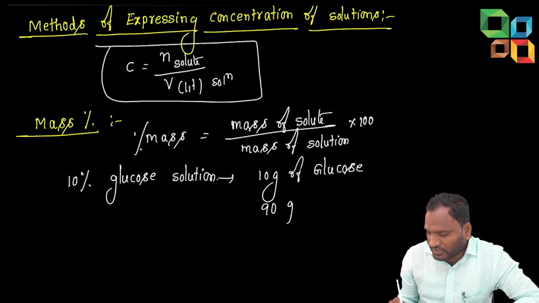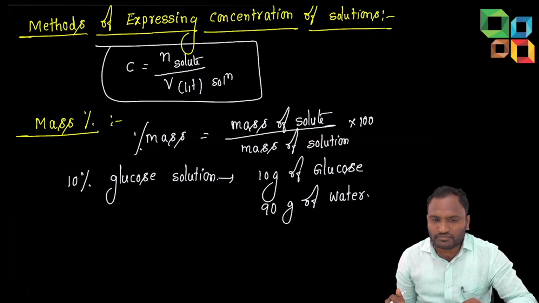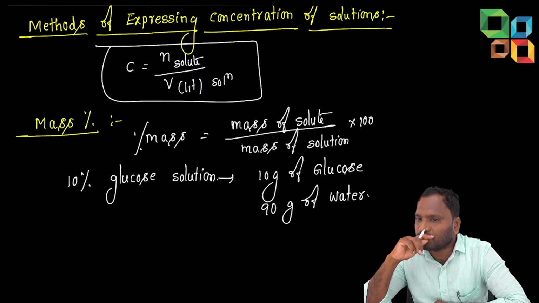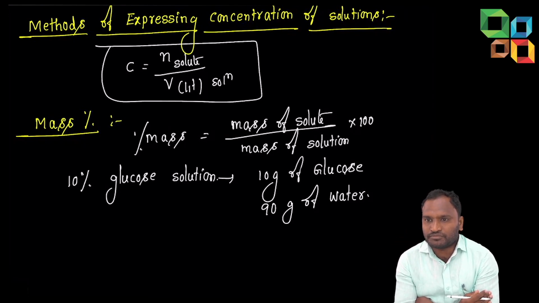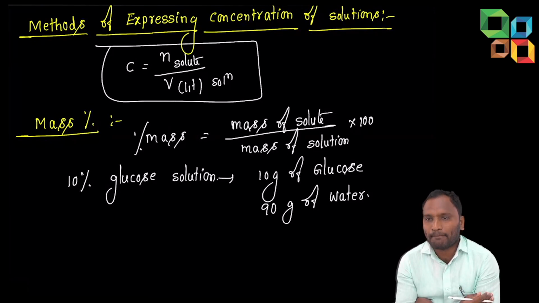Present in 90 gram of... Find out, calculate the mass percentage. Note down, students. Calculate the mass percentage when 5 gram of NaCl is dissolved in 50 gram of aqueous solution.